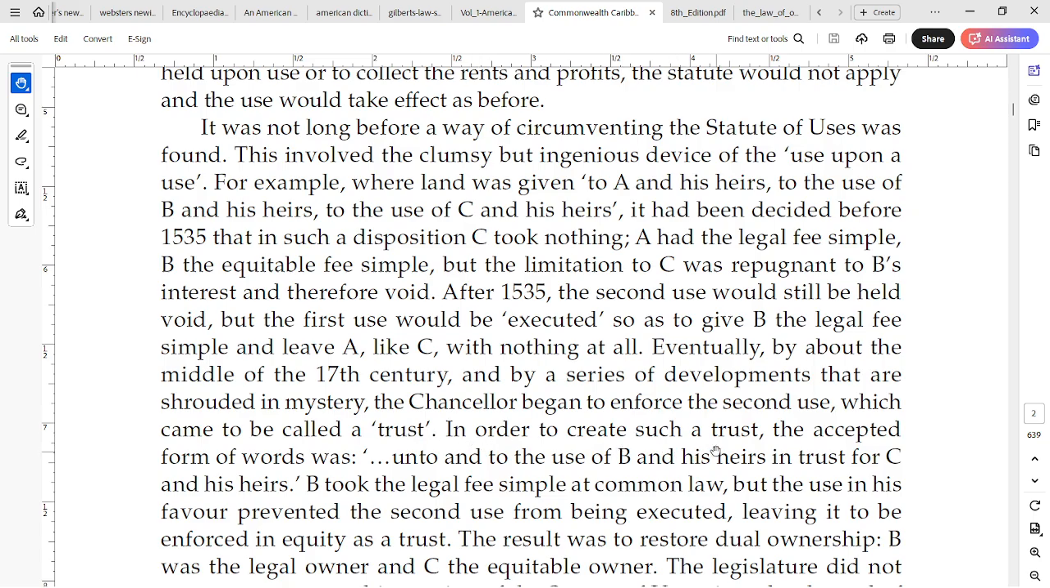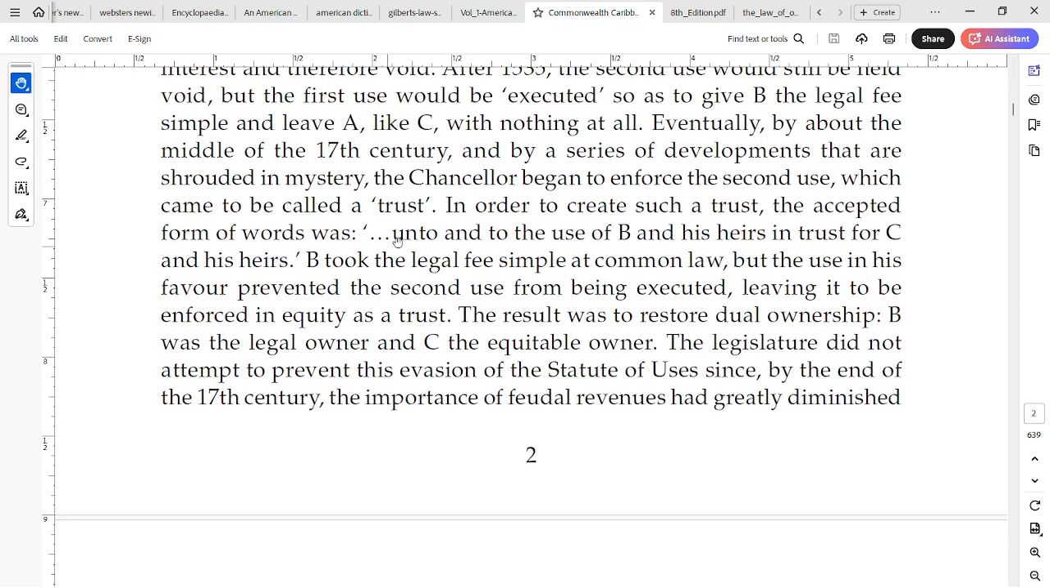In order to create such a trust, the accepted form of words was "unto and to the use of B and his heirs in trust for C and his heirs." So you see the word in here. So this is the use upon the use. After the use upon the use, this is the wording now to bring the trust into existence. So the land was unto and to the use of B. So B basically made a declaration in himself to hold the land in trust for him and his heirs to hold the land in trust for C and his heirs.